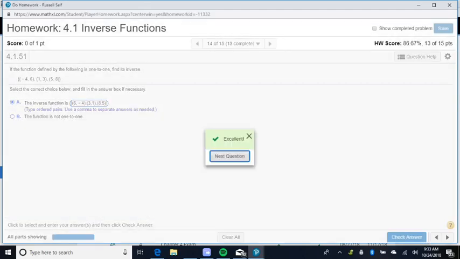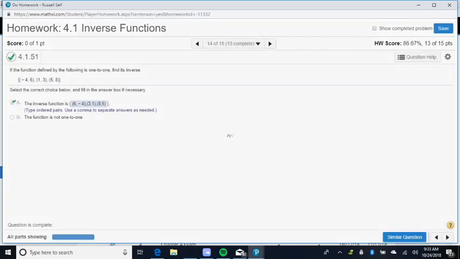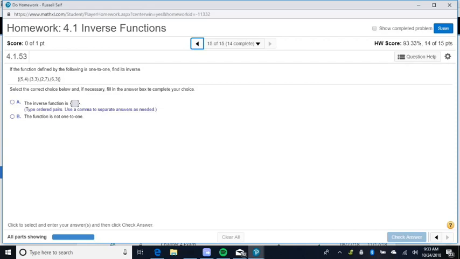There we go. All right, so they went back to the easy kind where all you have to do is determine, is it a function, is it one-to-one, and then just reverse all the points. So no math involved there at all. Just looking at things. And now 15 is the function, all right, defined by the following one-to-one, find its inverse.